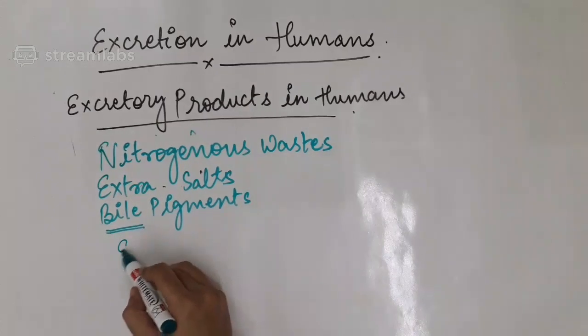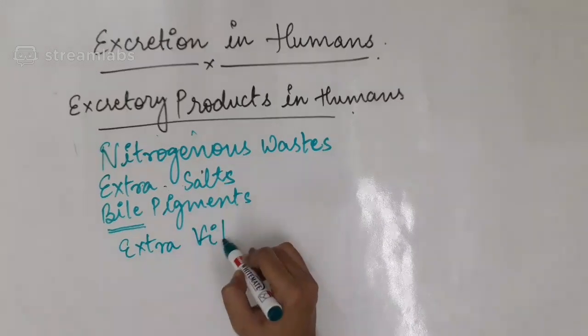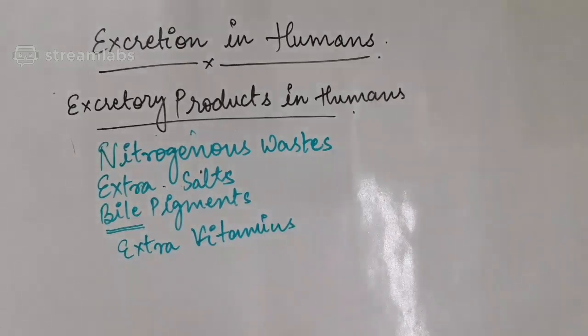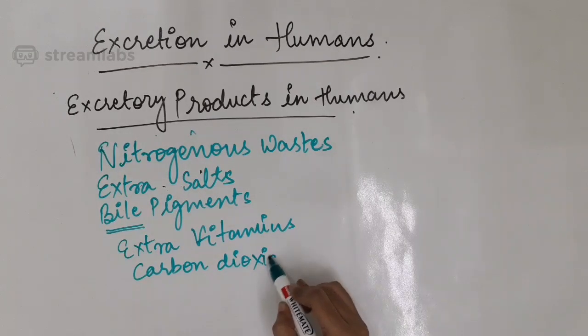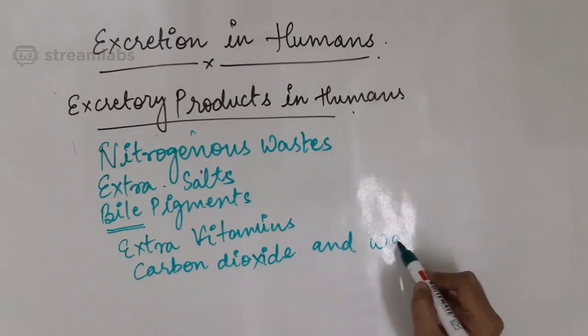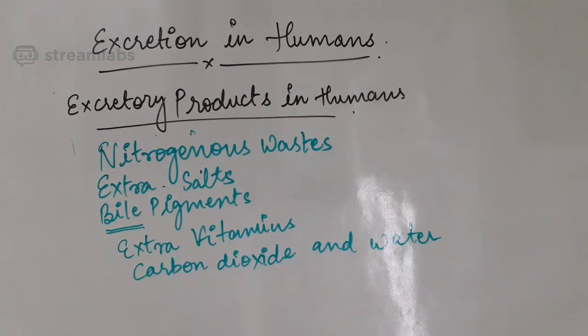Along with this, extra vitamins, carbon dioxide and also water are included in the excretory products in human. Okay, now we'll be discussing about the excretory system in humans. What are the organs which are included in this system? ये सारी चीज़ें आप नोट करते चलो, ये आपको क्वेश्चंस में मिलेंगी. Okay, excretory products.